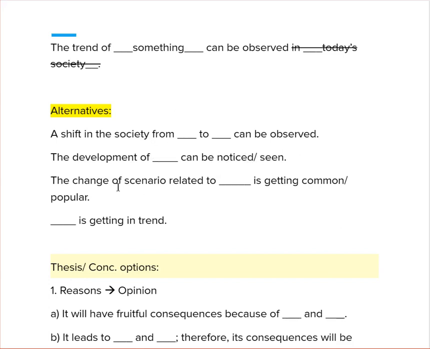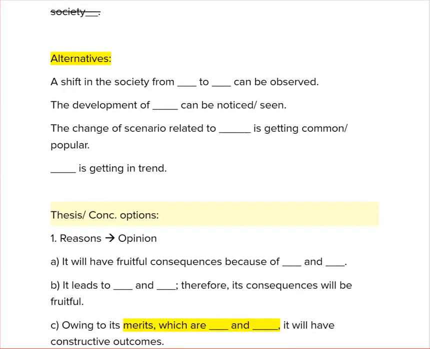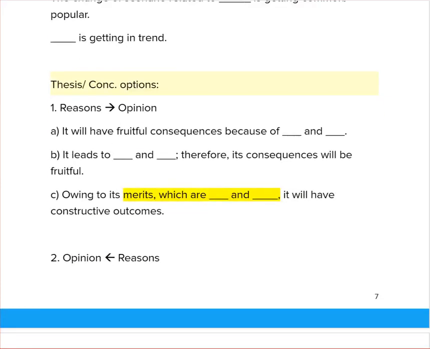The change of scenario related to dash is getting common, popular. Dash is getting in trend. These are all kinds of ways of showing trends. How to write thesis and conclusion options.